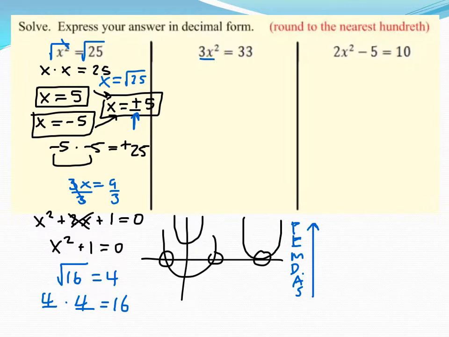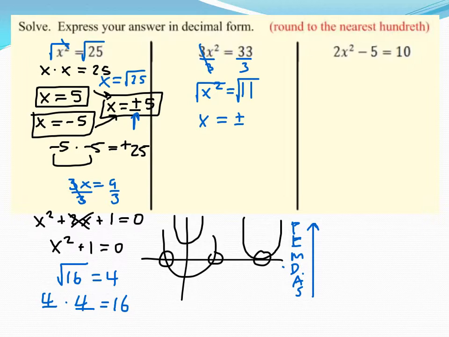I have 3x squared. I am certainly going to get rid of that 3 before I do the exponent. So that's doing the division right there first. That's going to leave me with x squared equals 33 divided by 3, which is 11. Now I want to get x by itself, so I'm going to take the square root. When I take the square root, I am going to get x equals plus or minus.